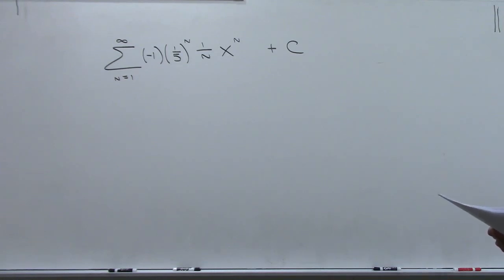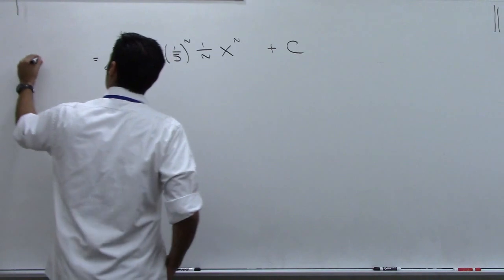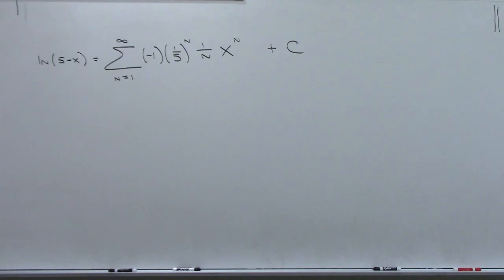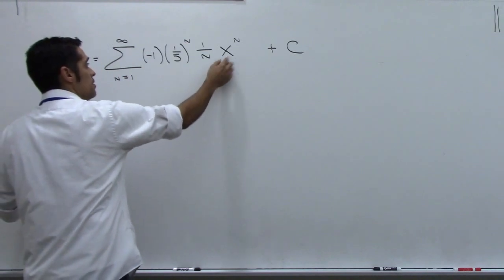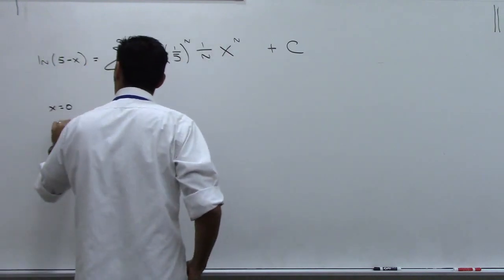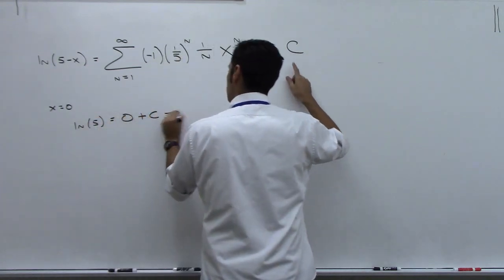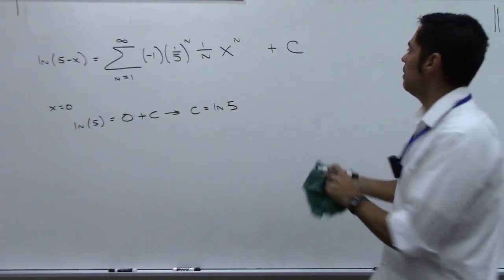Okay, so let's try and figure out what our C is. We can do that real quick. Remember, this is what the natural log of 5 minus x is. So let me let x be 0 again. The reason I'm doing that is because if I let x be 0, this whole thing is 0. So if x is 0, we get natural log 5 equals 0 plus c, which means that c is natural log 5. All right, so I know that c is natural log 5.